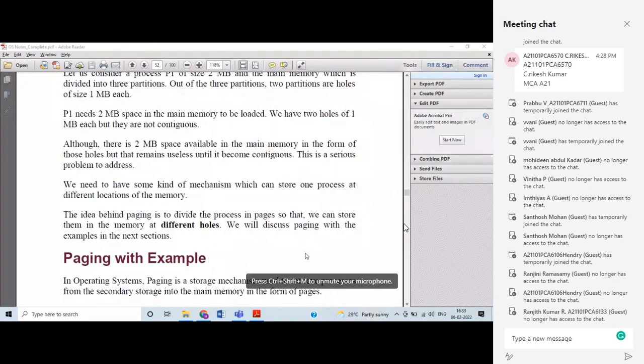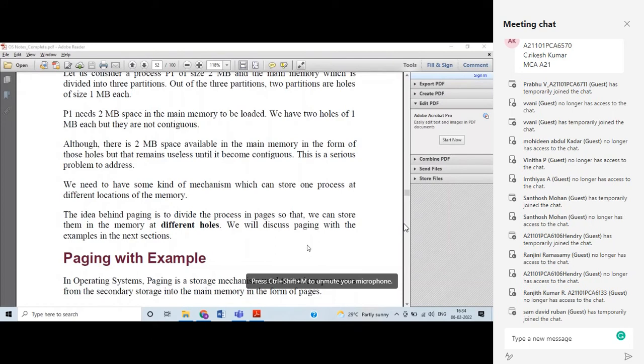So what is paging telling? Like the memory partitions, also divide the processes into pages, and place the processes in different portions of the main memory. This is the main idea behind the paging concept. Students, what is the idea behind paging? Divide the processes into different portions and store them in the main memory in different places.